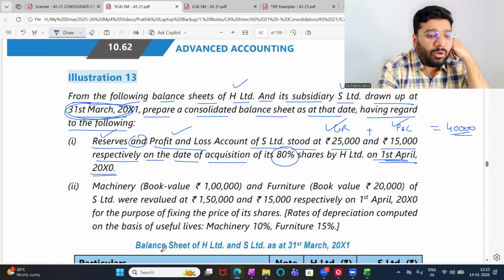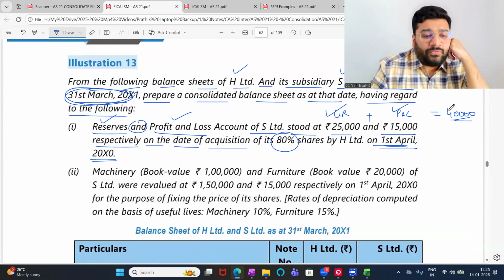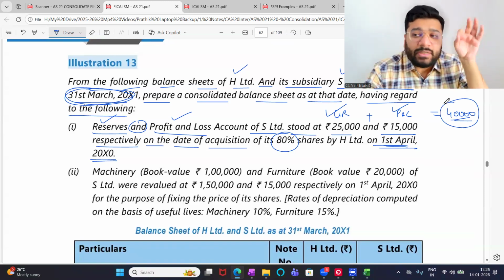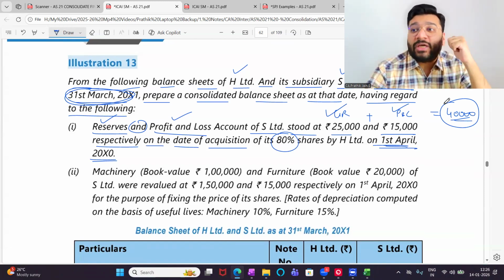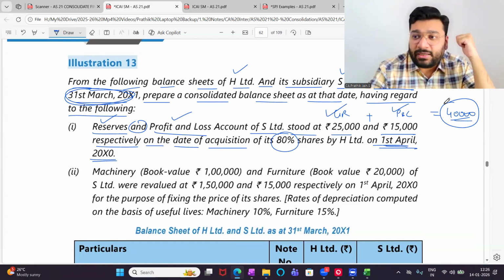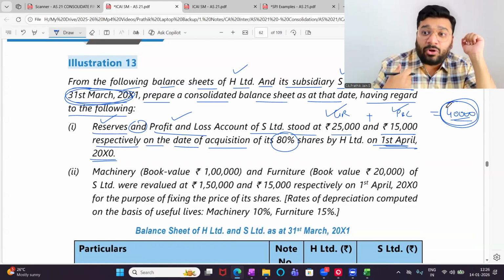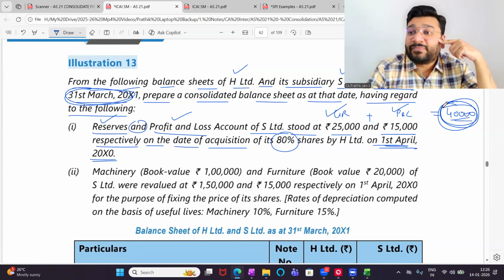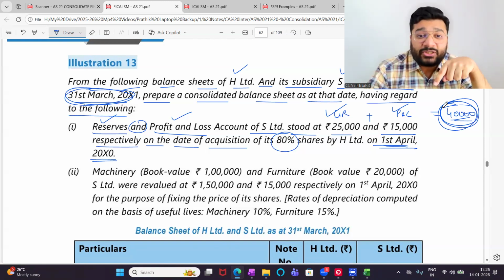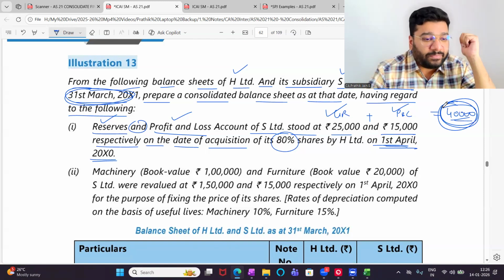Any problem so far? My question to all of you: this 40,000 rupees is already reserve and surplus as on the acquisition date. This is undistributed profit. Who had earned this 40,000? The old shareholders. Did they distribute it to the old shareholders? No, it is still with the company. If in future this 40,000 is distributed, it will go to the new shareholders, which is 80% us and 20% other minority. But does 80% of this 40,000 belong to us? No, it belongs to the old shareholders. So we have to pay 80% of the 40,000 to the old shareholders. Only then will they sell the shares to us, or else they will not sell their stakes to us. Okay?